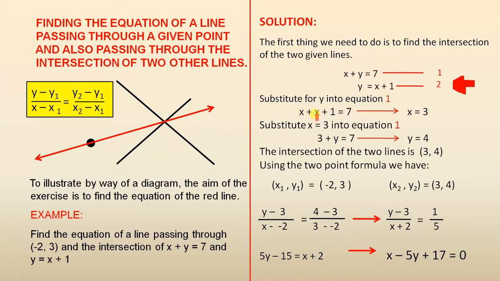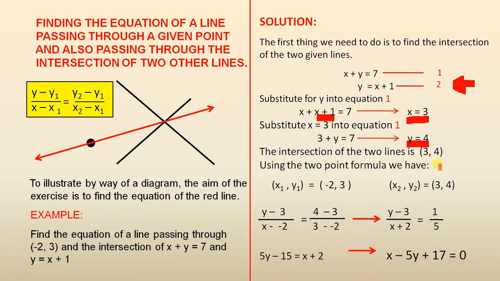So we get x plus 1 equals 7. That gives us x equals 3. So now we have the x coordinate of the intersection. Now substitute x equals 3 into equation 1, which gives us 3 plus y equals 7, so y equals 4. So that now is the y coordinate of the point of intersection. So the intersection of the two lines is 3, 4.